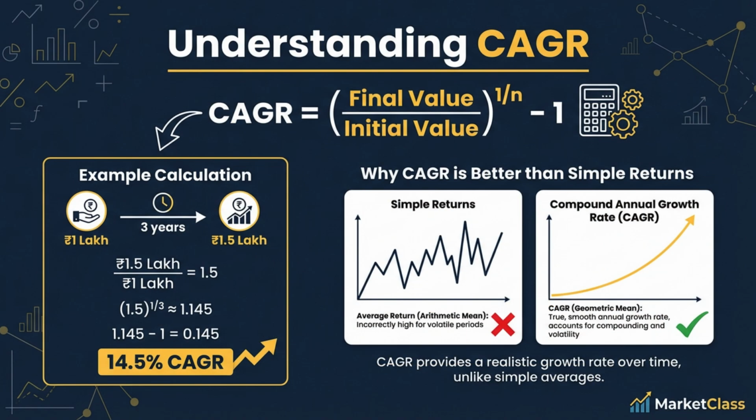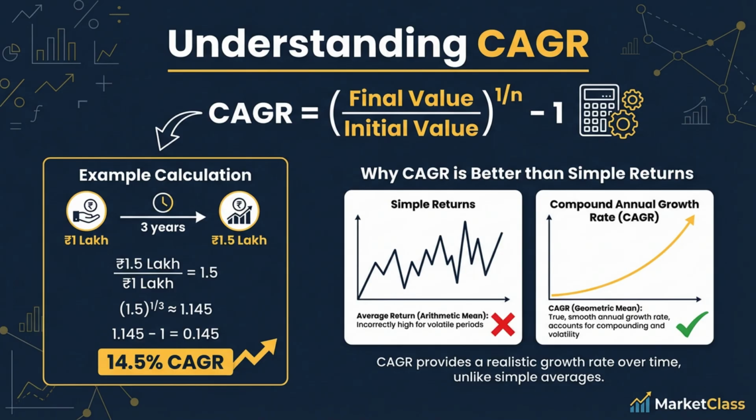Let me explain CAGR with an example. Say you invested 1 lakh rupees and after 3 years it became 1.5 lakhs. Your total return is 50%, but your CAGR is only about 14.5%. Why? Because the money grew each year gradually, compounding on itself. CAGR equals final value divided by initial value, raised to the power of 1 over years, minus 1.